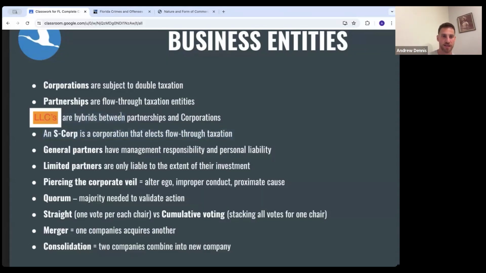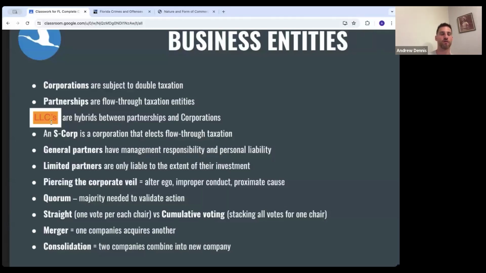Just like an LLC is like a partnership that elects limited liability. It said LCL, that's why I had to change it, and I couldn't figure out how to edit it. So you'll see that was the one change I made to this PowerPoint. So corporations are subject to double taxation. Partnerships are flow through entities, and partnerships, at least general partners, have unlimited liability. So, if Tommy and Johnny just start business together, they're going to be subject to unlimited liability as general partners, even in the absence of a partnership agreement.